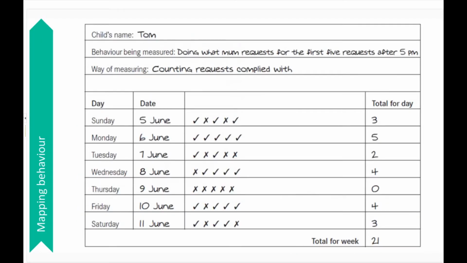Let's check out another idea. Here's a bit of a fancier tally set out in a table where it's got some dates as well, and it's got ticks and crosses for where the requests are complied with. So that's for a different kind of behavior, but just to give you some more ideas.